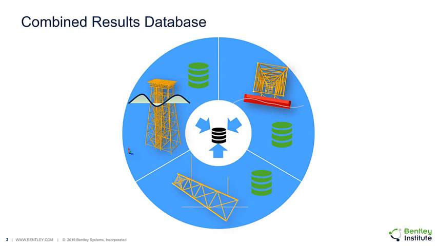With the Combined Results Database utility, each analysis results database, or PostView database, is combined into one PostView database containing all of the information of the component analyses. This PostView database can be viewed in Precede just like a normal PostView database, with some additional features to help view and manage the various component analyses.